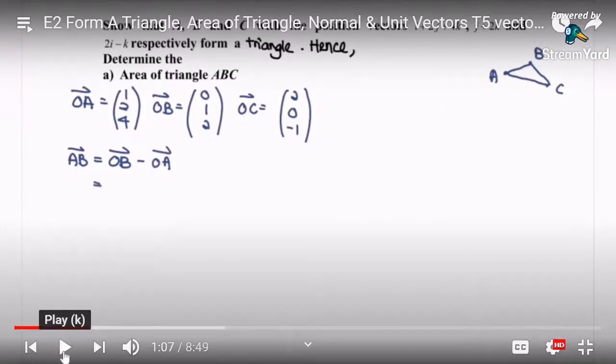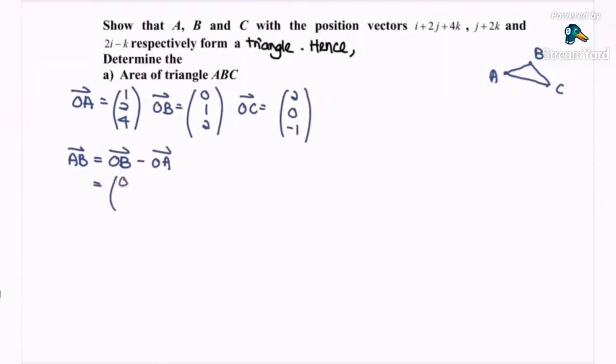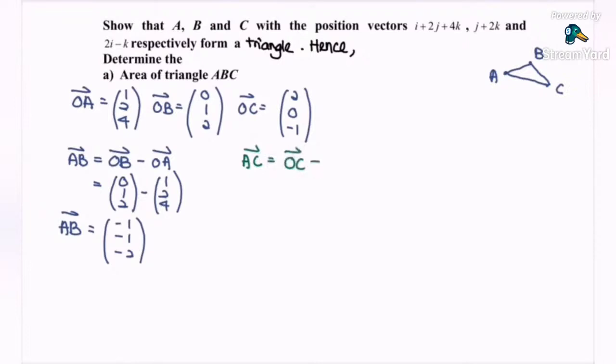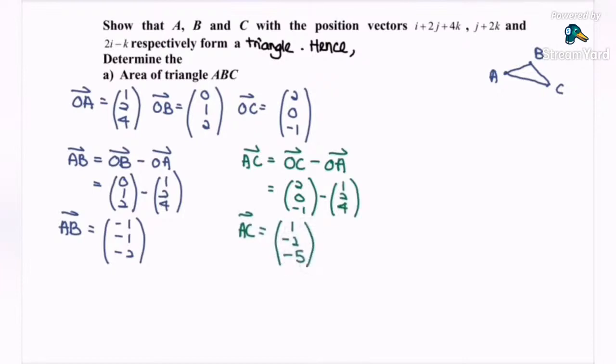Mohon rujuk helaian formula. To the situation where we have 0, 1, and 2 minus with 1, 2, and 4. So the vector AB is equals to negative 1, and negative 2. Next, what we have to do is to find the vector AC, where we have OC minus OA. Kindly substitute the situation where we have 2, 0, negative 1 minus with OA 1, 2, and 4. So the vector AC is equals to 1, negative 2, negative 5.